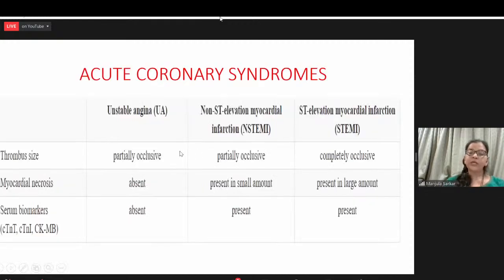So the acute coronary syndromes are unstable angina, non-ST elevation myocardial infarction, and ST elevation myocardial infarction. Thrombus: partially occluded, completely occluded. Myocardial necrosis is absent here, but it is present in a small amount and in a large amount. And cardiac biomarkers are absent here, but present in both the other conditions.